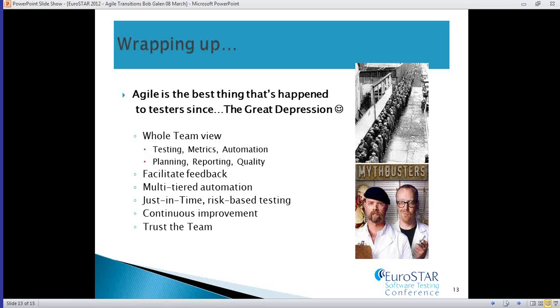So we're starting to shift from test metrics to team metrics. I think that's incredibly healthy. A whole team view to automation, a whole team view to planning, reporting, quality. We all own quality. No longer should we be asking the question of why didn't we find that in test? That question should no longer happen. Read my lips. We should facilitate feedback.